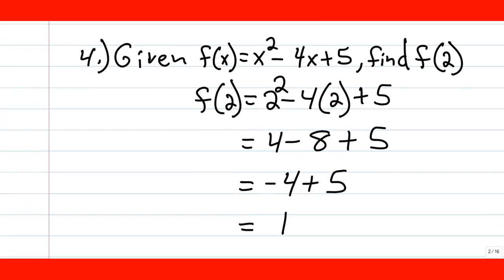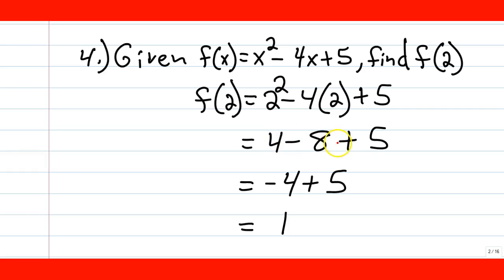Coming down, question number 4 says, given the function f of x equals x raised to the second minus 4x plus 5, find f of 2. So I'll plug a 2 wherever I saw the x. So I have 2 to the second power minus 4 times 2 plus 5. So I'll simplify by clearing my exponent first. So 2 times 2 to make a 4.